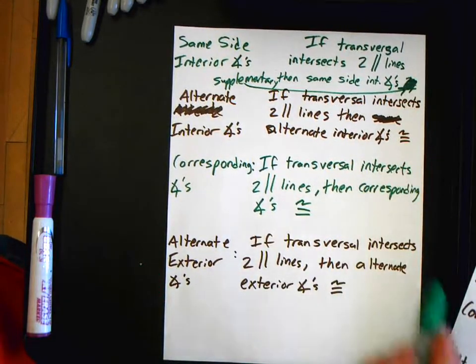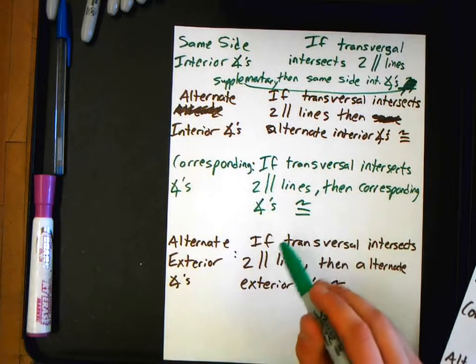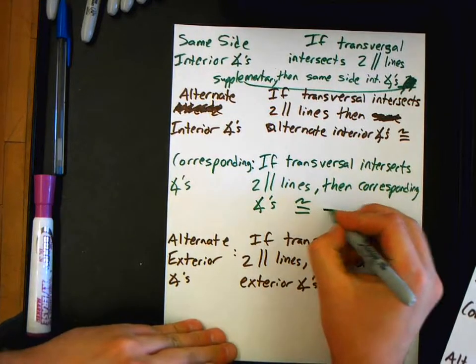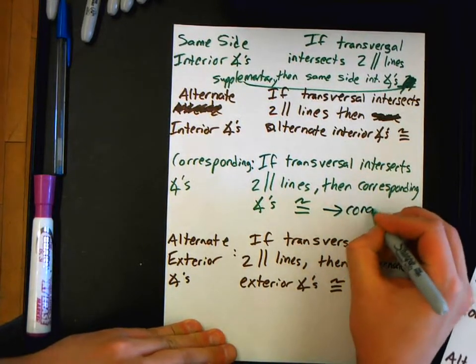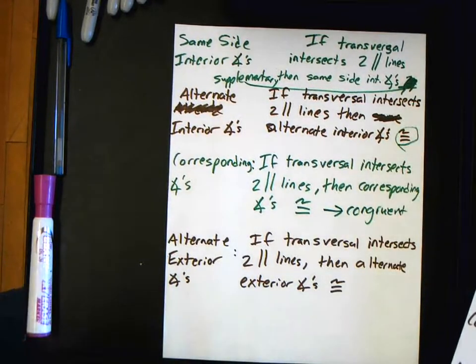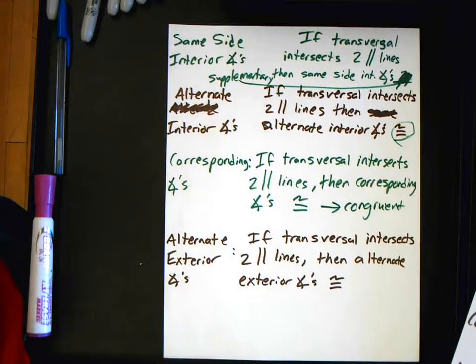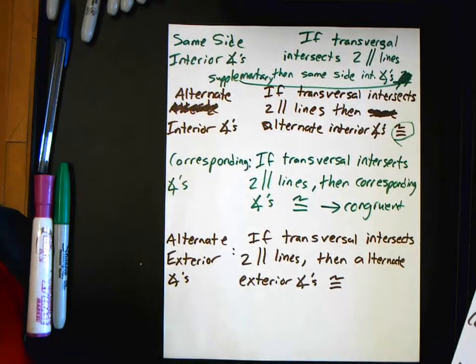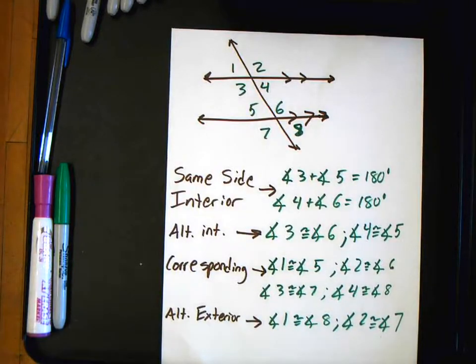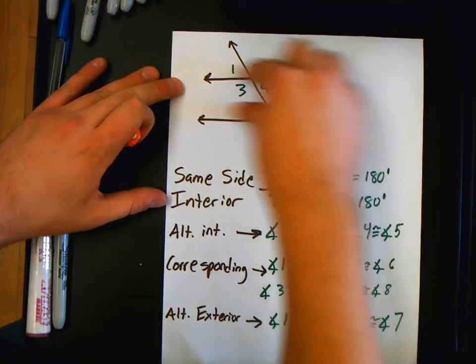Corresponding, if you have two parallel lines with the transversal intersecting them, then that means the corresponding angles are congruent. This symbol stands for congruent, by the way. Same thing with this one right here. Okay, then alternate exterior angles. If the two lines are parallel and you got a line intersecting at the transversal, then the alternate exterior angles are congruent.